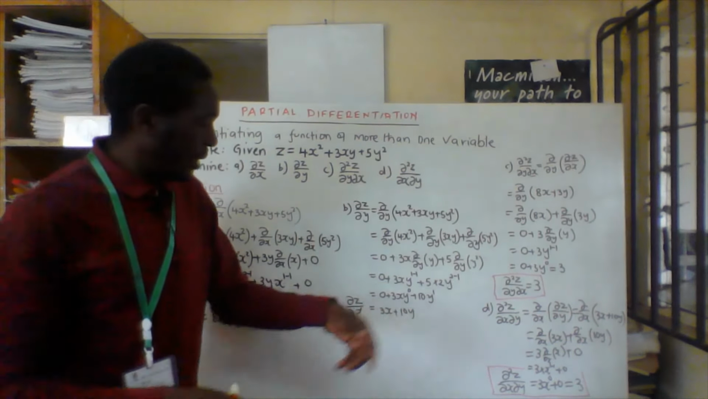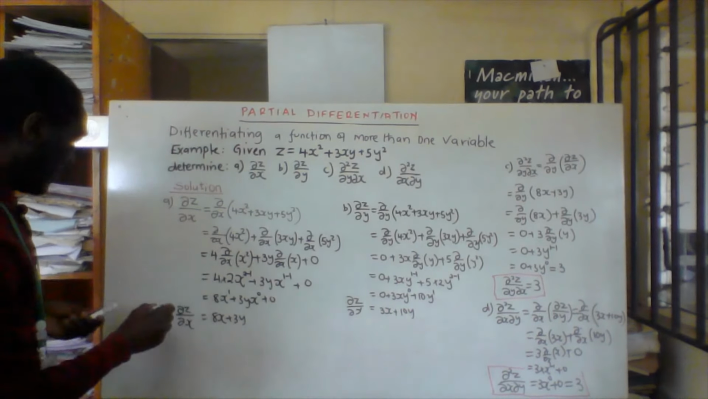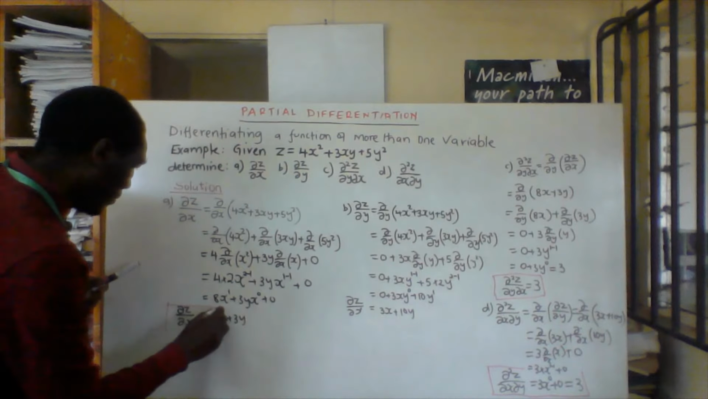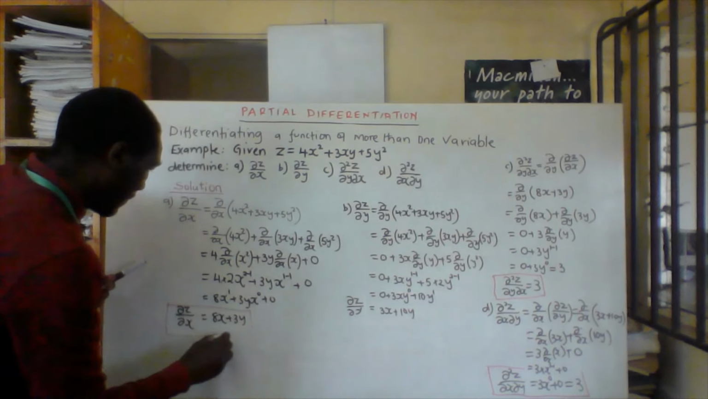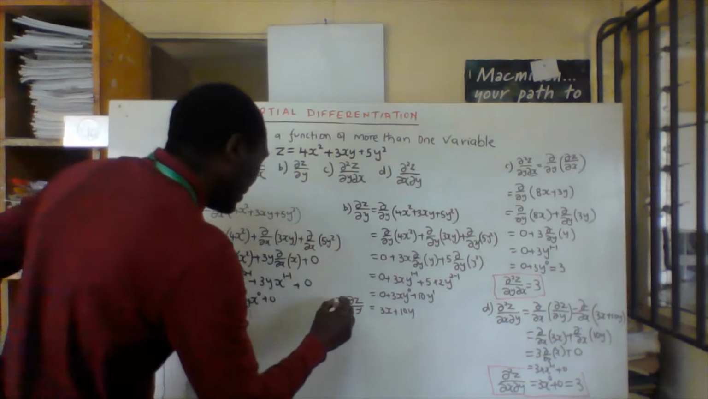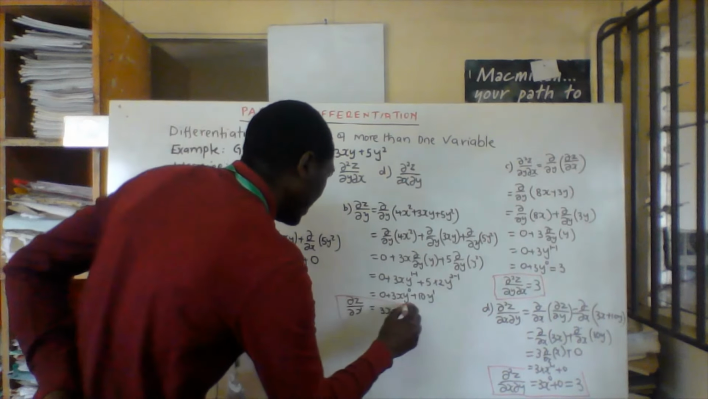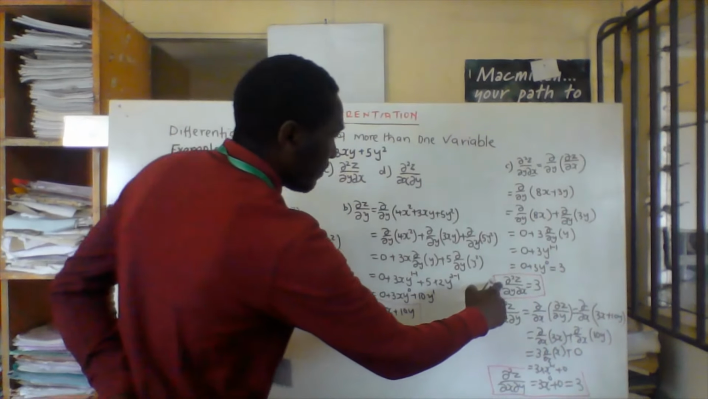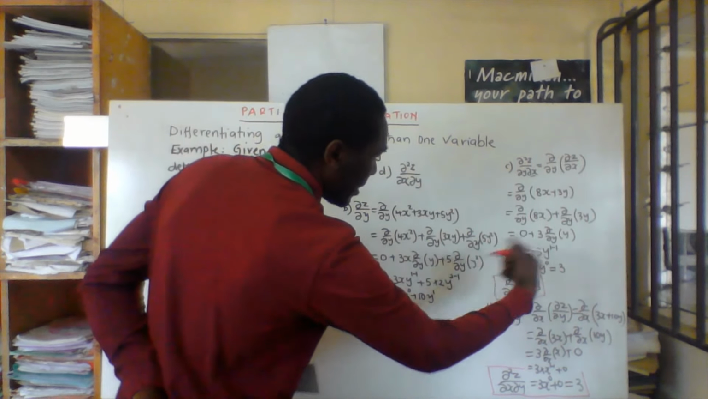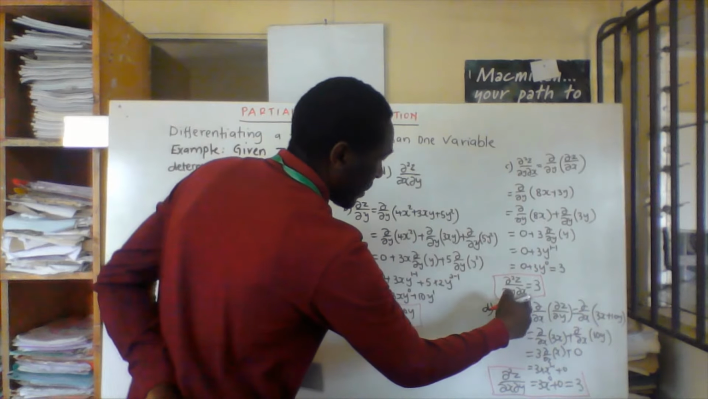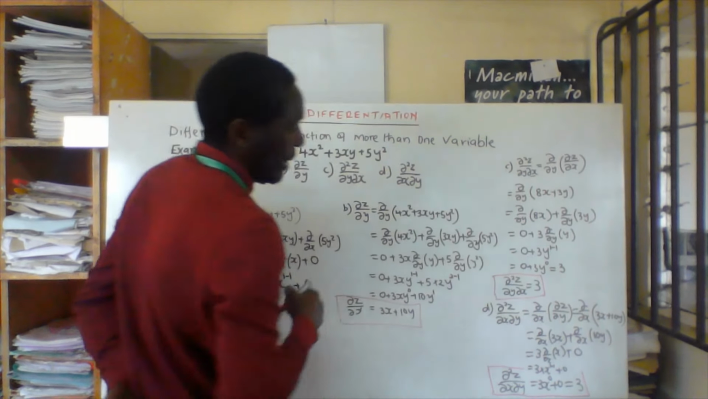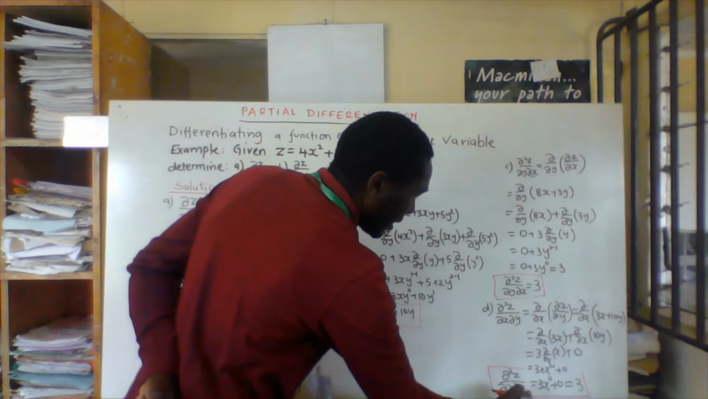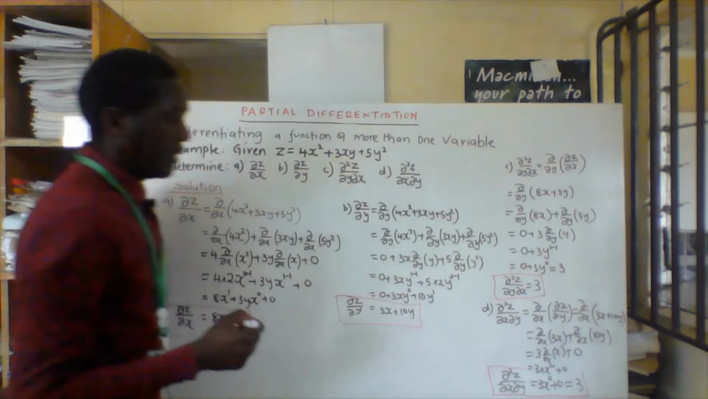When you do that, you get these solutions. The first one is the partial derivative of z with respect to x. Then the second one is the partial derivative of z with respect to y. And the third one is the second partial derivative of z, first with respect to x, then with respect to y, and the second partial derivative of z, first with respect to y, then with respect to x.